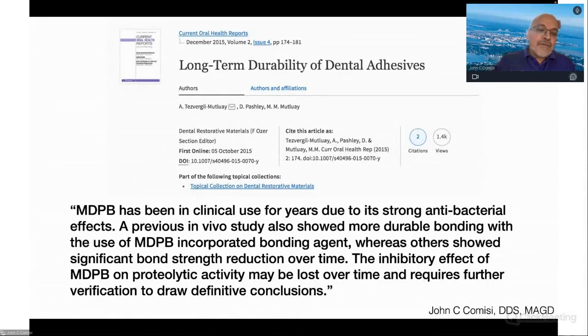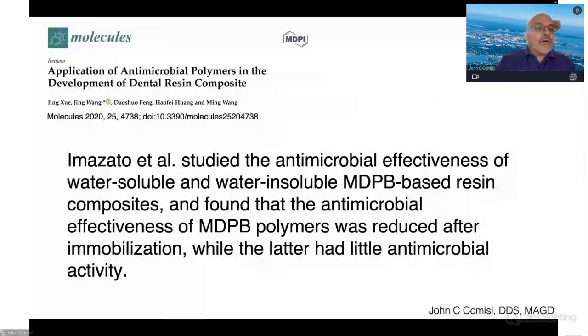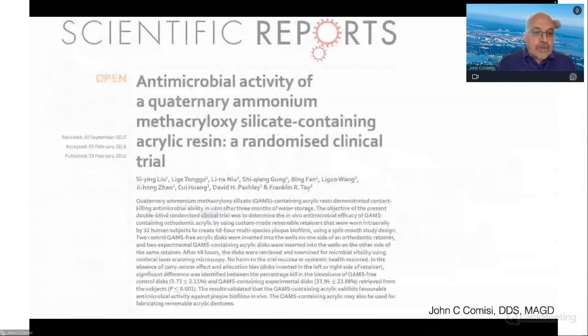But unfortunately, the benefits or the challenges associated have been shown to be mixed, and their inhibitory effect on the proteolytic activity may also be lost over time. And she indicated that they needed to really look at this to draw some more definitive conclusions as time goes by. So additional work was done, and in this article that cites Imazzato, it studied the antimicrobial effectiveness of both water-soluble and water-insoluble MDPB-based resin composites. And they found that antibacterial effectiveness decreased after immobilization, while the water-insoluble had little antibacterial activity at all. So even though that had promise, the overall benefit is not shown to be long-term.